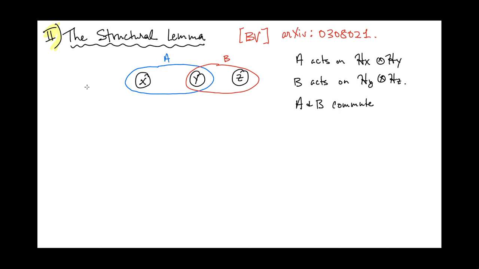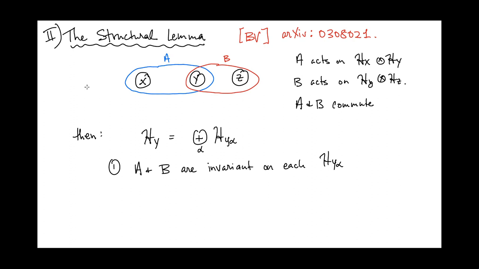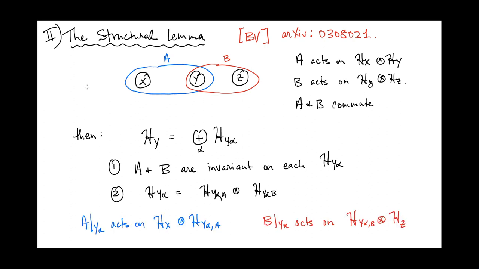Okay? So suppose I have two operators that commute. A acts on particle X and particle Y, B acts on particle Y and particle Z, and they commute. Then I can take the Hilbert space corresponding to particle Y and divide it up as a direct sum of different subspaces, so that A and B are both invariant on those subspaces. So when I operate with A, it doesn't move me: if I start with something in one of these subspaces and apply A, I end up in that same subspace. And if I now restrict A and B to one of these subspaces, there's a nice tensor product structure. I can express that subspace as a tensor product where A acts only on one part and B acts only on the other.